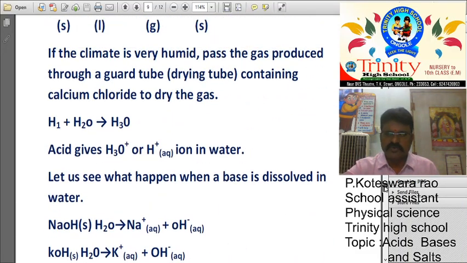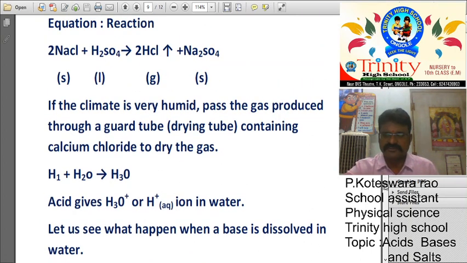Okay, then what is the mechanism involved here? At the mouth of that delivery tube, hydrogen, that is H plus acid gas, is coming, but we have already taken wet litmus. Wet litmus is nothing but it consists of water. So how is it possible to explain this concept?